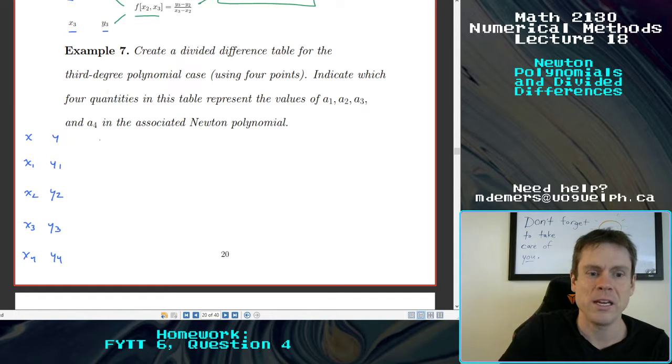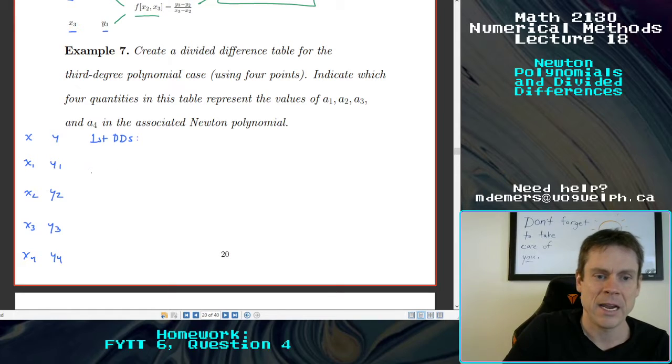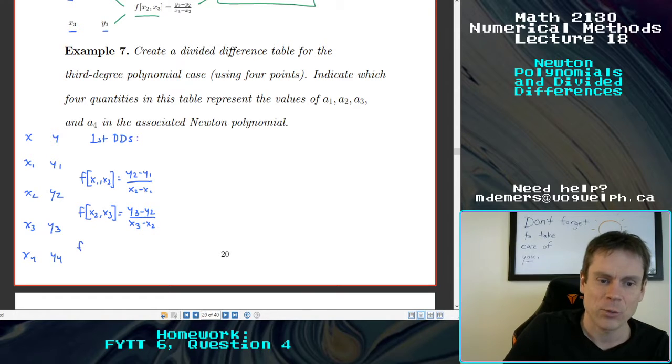So to do this, we need our first divided differences, and this is going to be f of x1, x2, and this is nothing more than the difference in y's over the difference in x's. There are going to be 3 of them this time. The second one's f of x2, x3. This is the difference in y's over the difference in x's. And the next one down is the same thing but with 3 and 4.